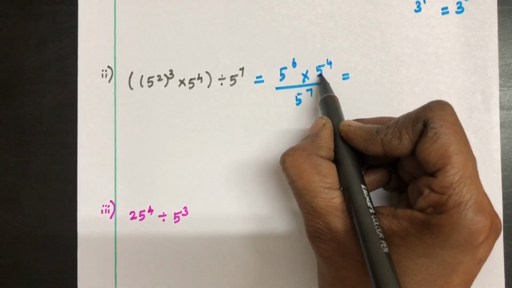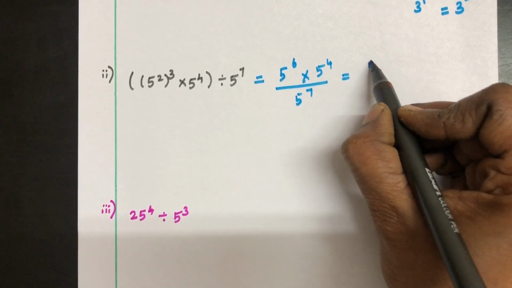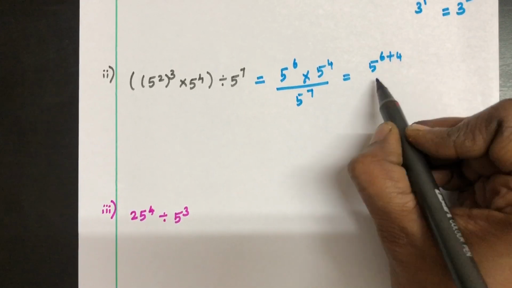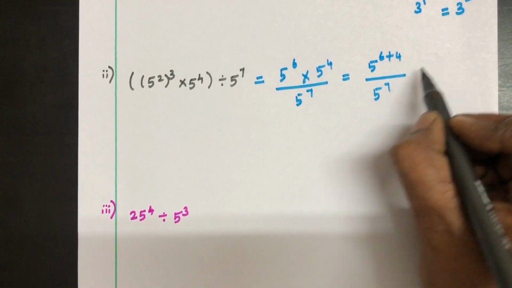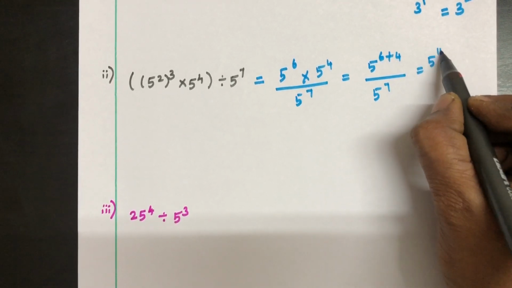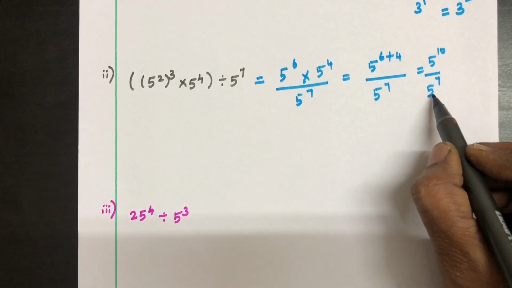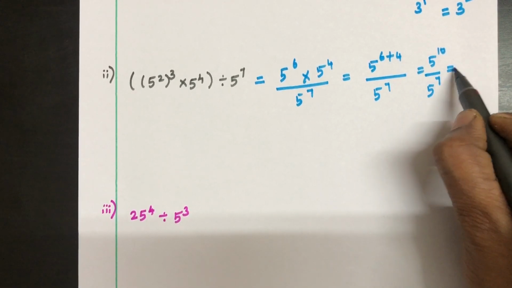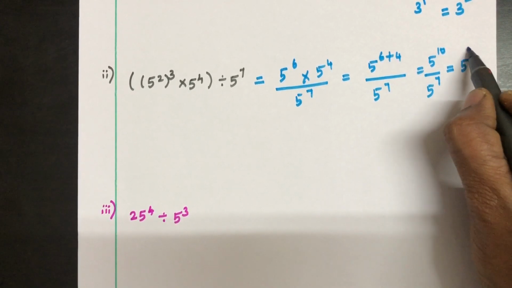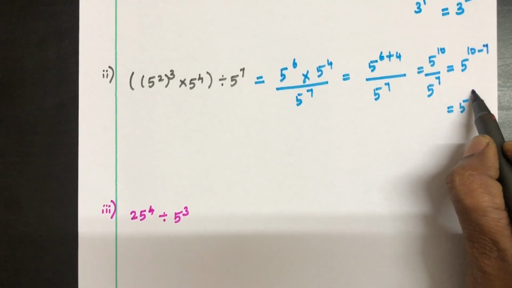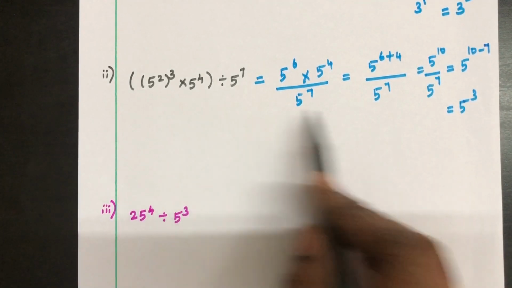Now bases are equal in the numerator. So just multiply. In multiplication we need to add the powers. This is 5 power 7. 5 power 10 in the numerator, 5 power 7 in the denominator. Bases are equal in the division. So what we need to do? We need to subtract the powers. If you subtract, 5 cube is the answer for this question.